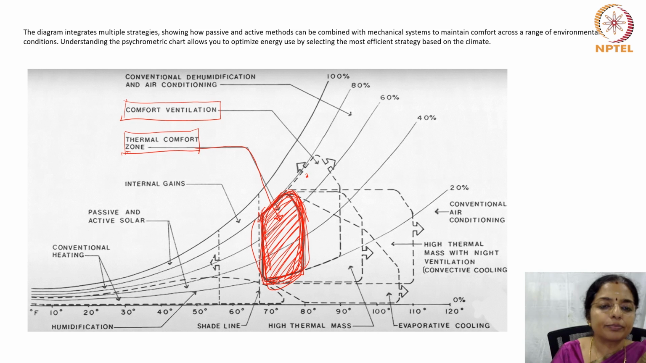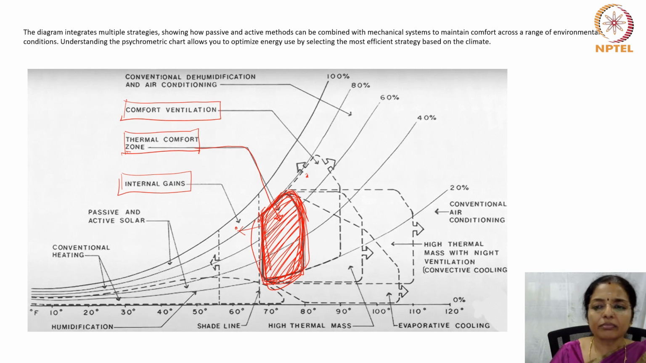Then internal gains. If the condition falls on this side, what happens? Internal gains refers to the heat generated by internal sources such as people, lighting, and equipment. These gains can help keep spaces warm in cooler climates and contribute to overall comfort.